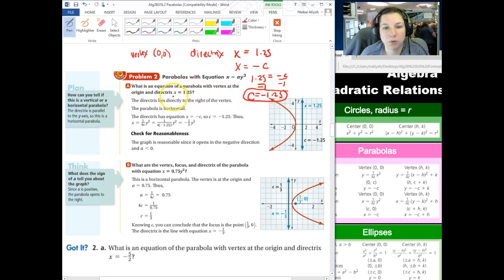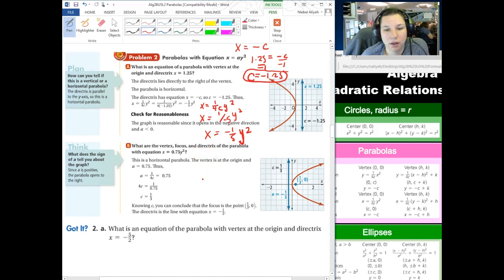So we know the parabola is horizontal. We know that the directrix is at negative 1.25. Now I can write my equation. My equation is x equals 1 over 4c y squared. So it's going to be 1 over 4 times negative 1.25, which is negative 5, y squared. So our equation is negative 1/5 y squared.